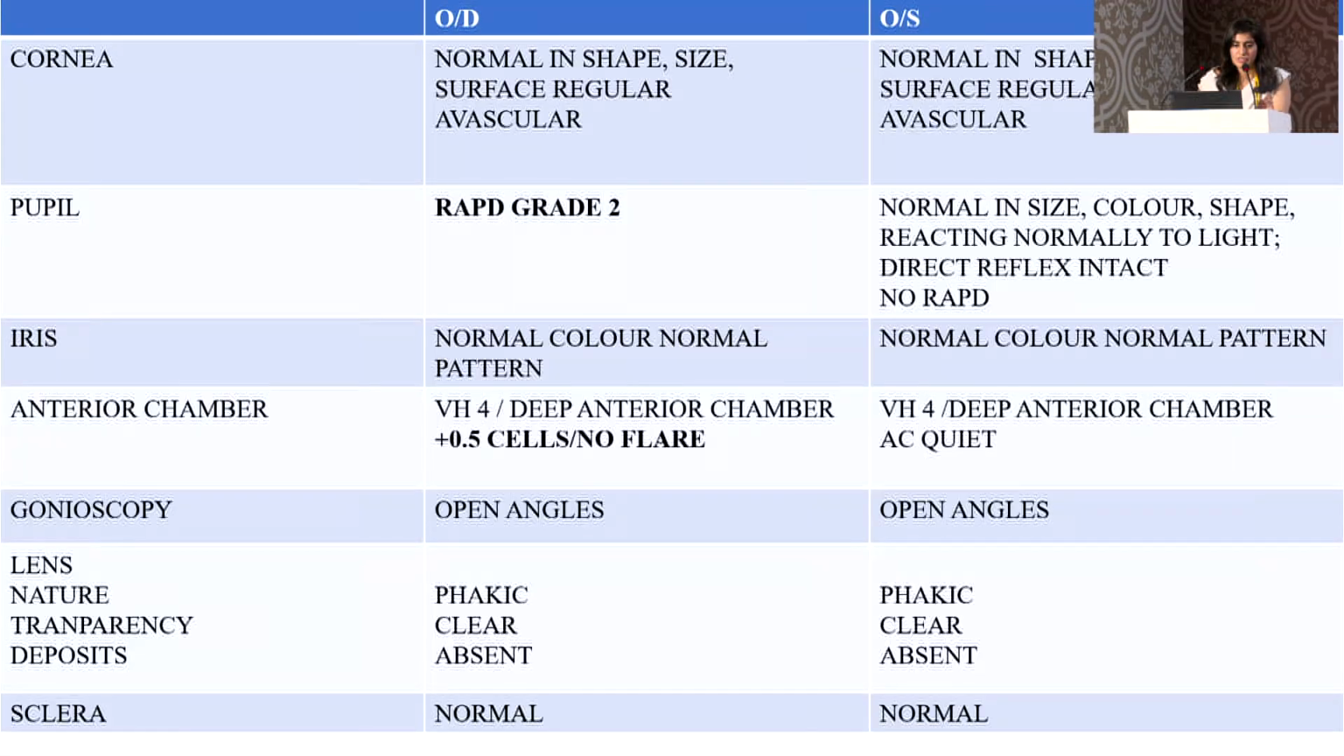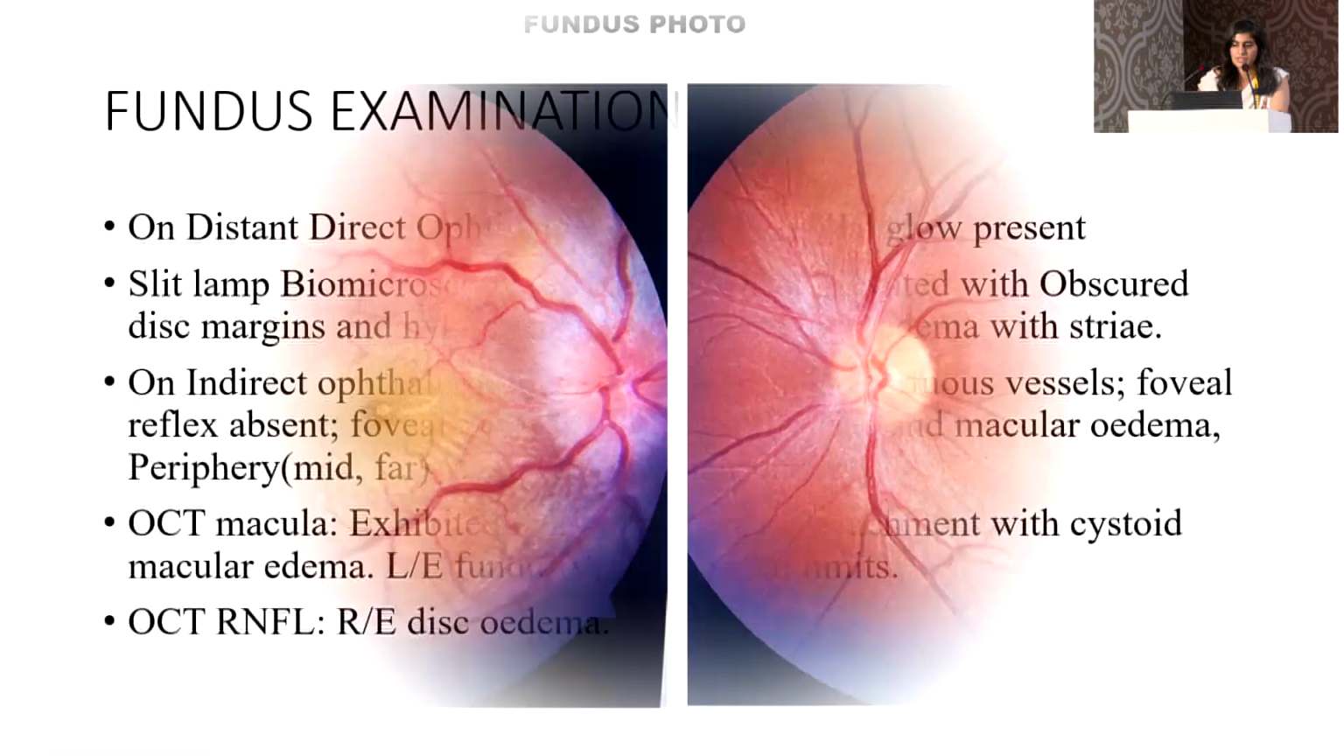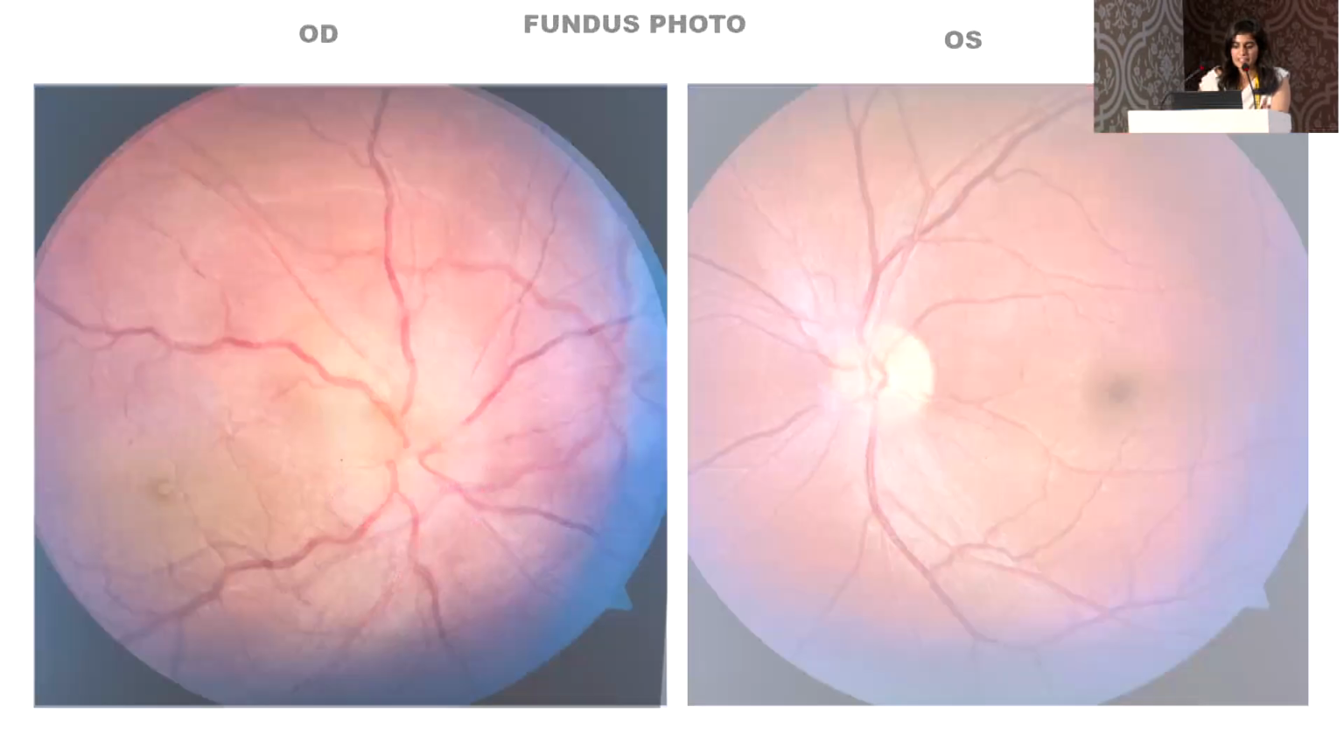There was a relative afferent pupillary defect of grade 2 on the neutral density filter, with anterior chamber cells but no flare. Coming to the fundus examination, on distant direct ophthalmoscopy, I saw fundal glow in the right eye. On slit lamp biomicroscopy, the disc had obscured margins. Striae were seen in the macular area with dilated tortuous vessels in the right eye, whereas the left eye had non-significant findings.